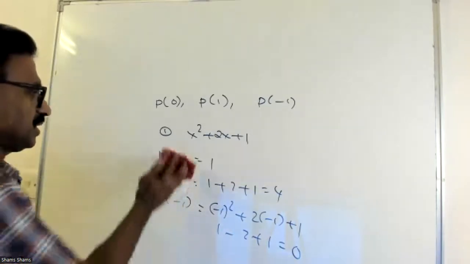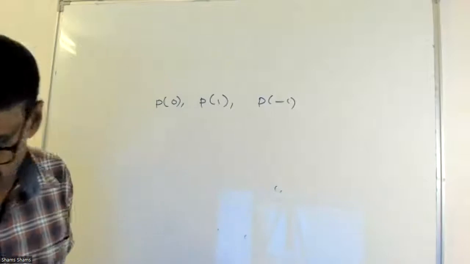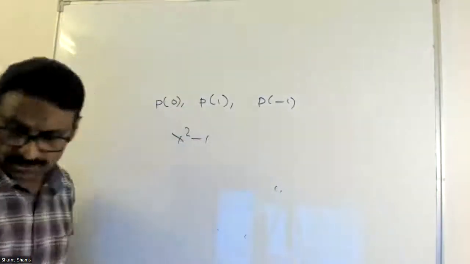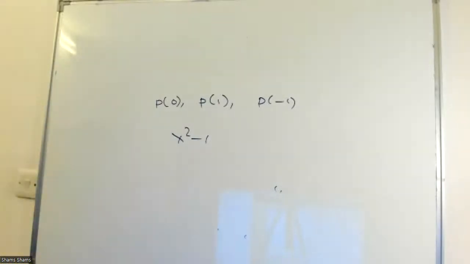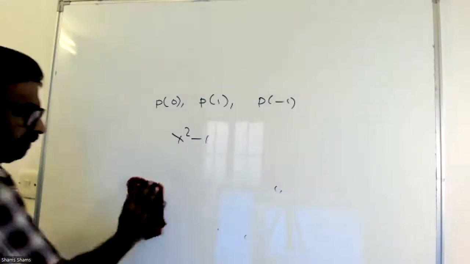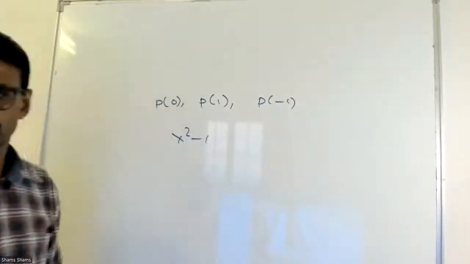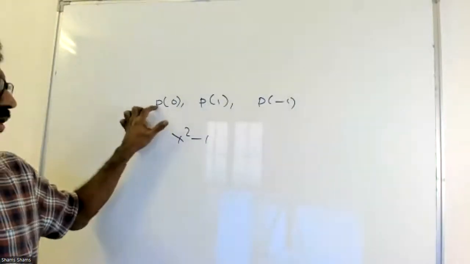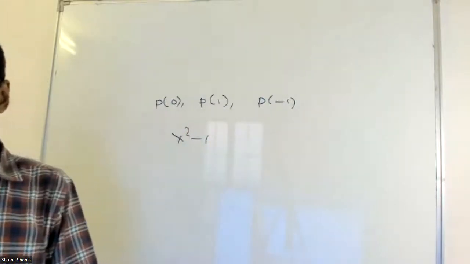Okay, so next question, same values you have to find out. Next question: x squared minus 1. Finish all: P of 0, P of 1, P of minus 1. Then type the answer.